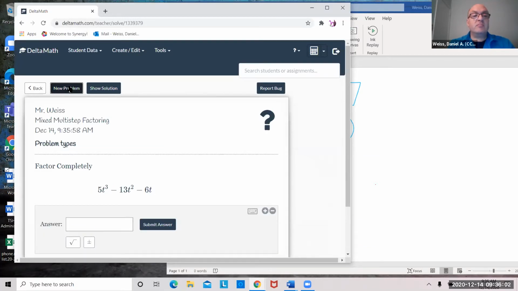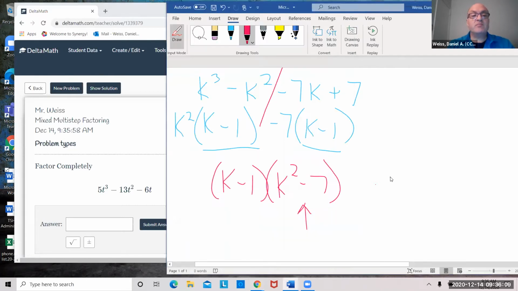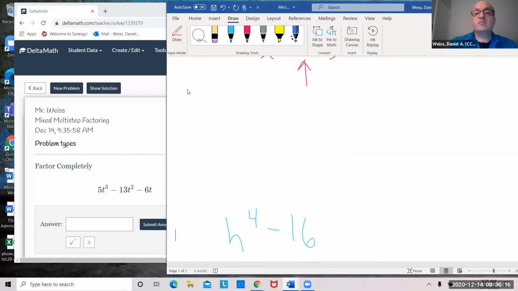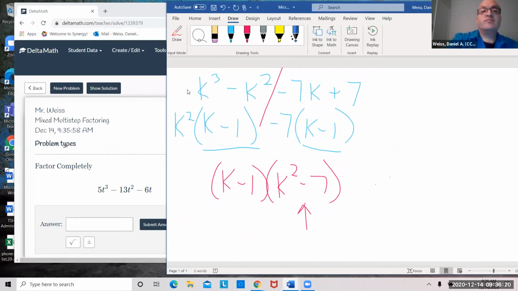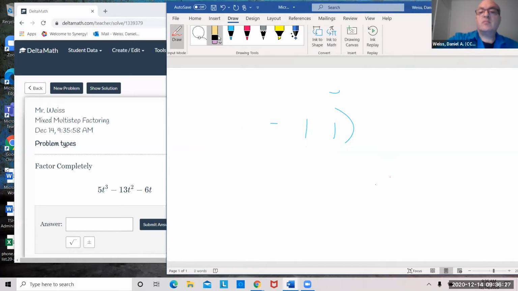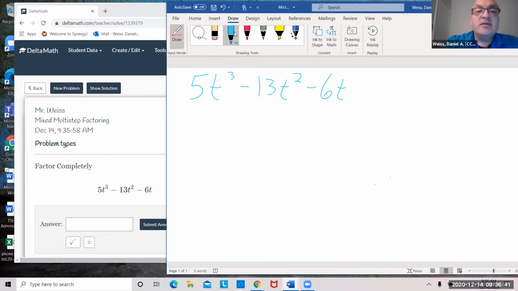So here, the only thing common, I'm going to, hold on a second. Okay. 5t to the third minus 13t squared minus 6t. There's a t common to all three. So I have 5t squared minus 13t minus 6. I'm going to probably be able to factor this.